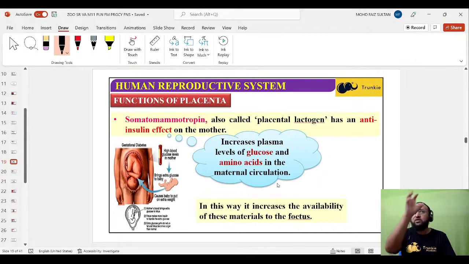This hormone has an anti-insulin effect. Insulin captures the glucose molecules and converts them into glycogen. Just the opposite, somatotropin or placental lactogen breaks down the glycogen. It increases the glucose level and amino acid level in the plasma, so that when it goes through the placenta and the umbilical cord, the fetus gets an excess amount of glucose and amino acids. In this way it increases the availability of glucose and amino acids to the growing fetus. Somatotropin or placental lactogen is a point to be noted, important for the exam.